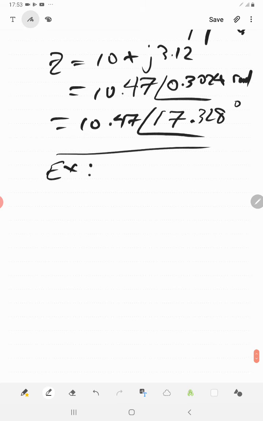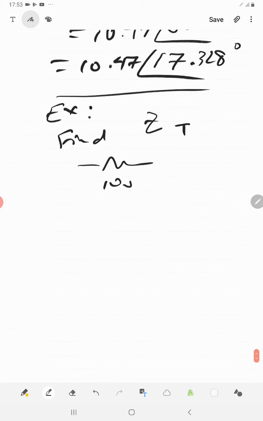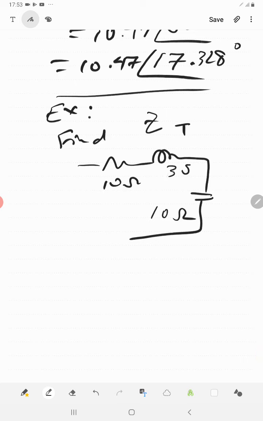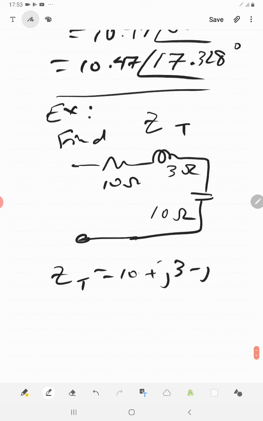Another example: find Z total for this circuit, with a resistance of 10 ohms, a coil and a capacitor. Let's say here 10 ohms and here 3 ohms. Now, in this circuit, XL and XC have already been calculated, so I don't give you the frequency to calculate that. Simply you say Z total equals 10 plus j3 minus j10. The capacitor is minus j, so this would be 10 minus j7.